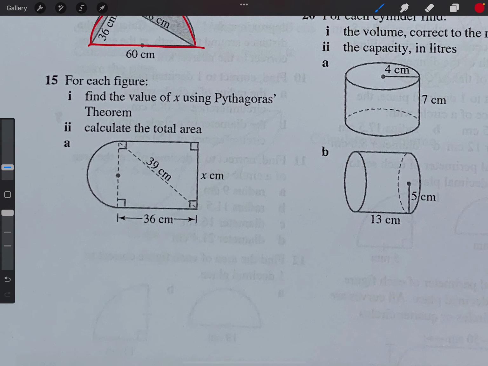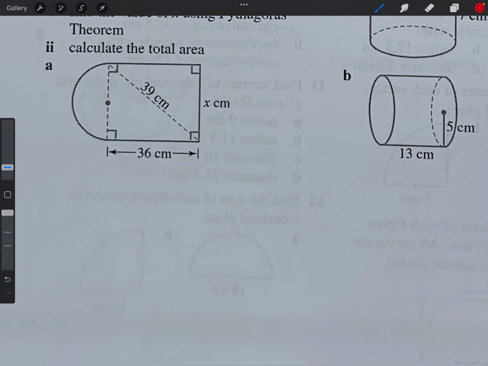Question 15. For each figure, find the value of x using Pythagoras theorem. Okay. Well, we have a right angle triangle right here.